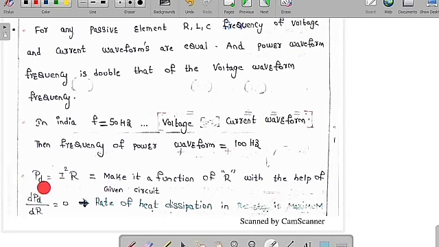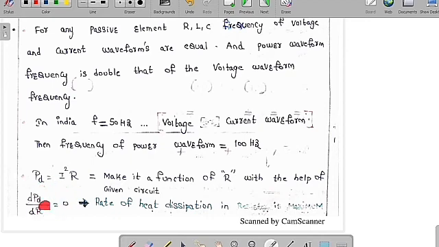Suppose the power dissipation in some element is PD equal to I square R. Then make it a function of R with the help of the given circuit. Try to make this a function of R with the help of the given circuit. Then if you want to find the maximum, dPD by dR is equal to 0.